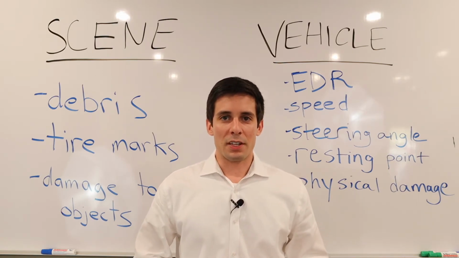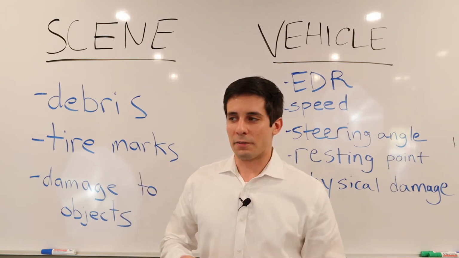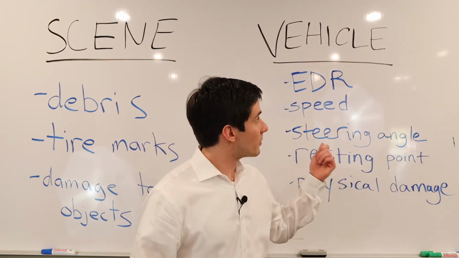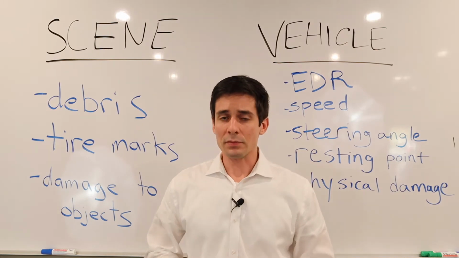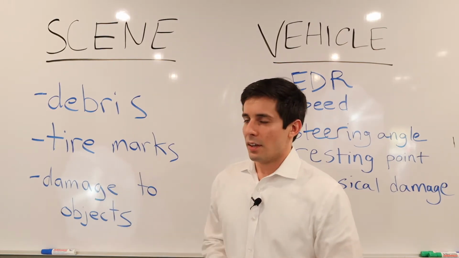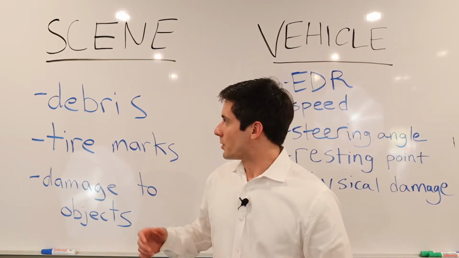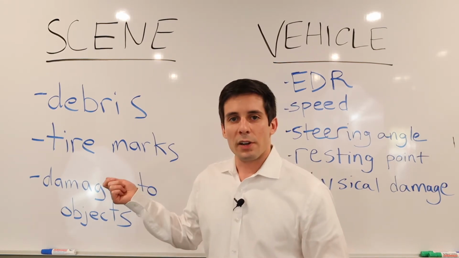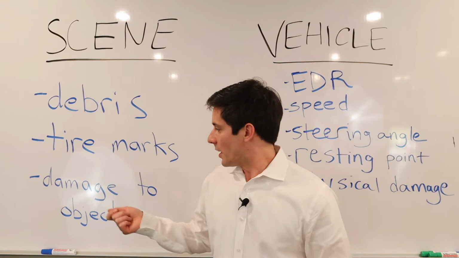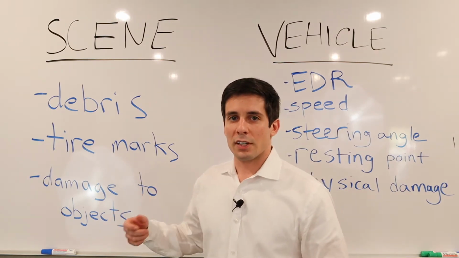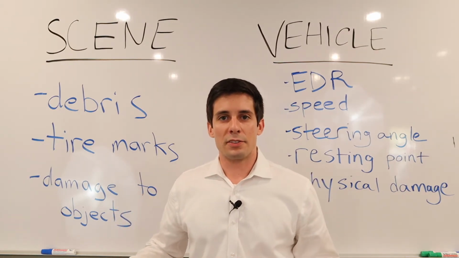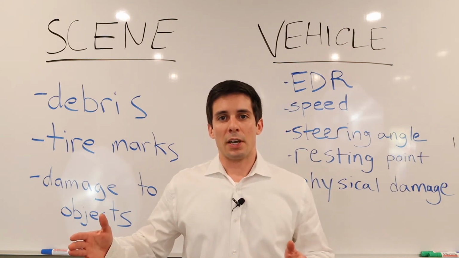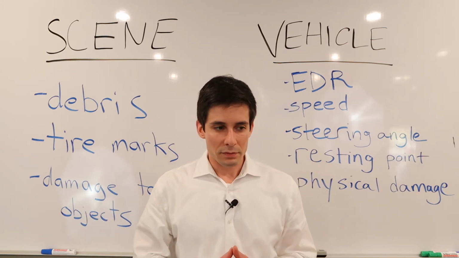That involves oftentimes two different phases. One is a scene visit. The other is a vehicle inspection. As to the scene, the accident reconstruction expert will look for any physical debris, look for any tire or skid marks, look for physical objects like street signs or fire hydrants that may have been damaged, and they'll also measure the distance of road leading up to where the collision happened.